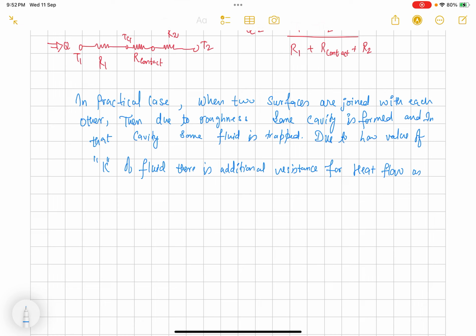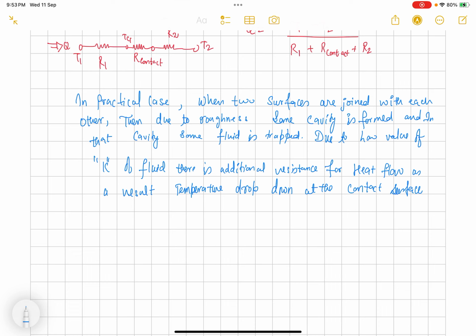As a result, there is a temperature drop at the contact surface. Okay, so this is the concept of contact resistance.